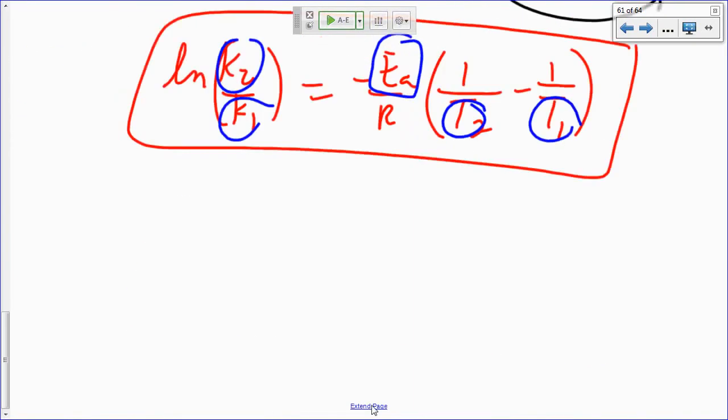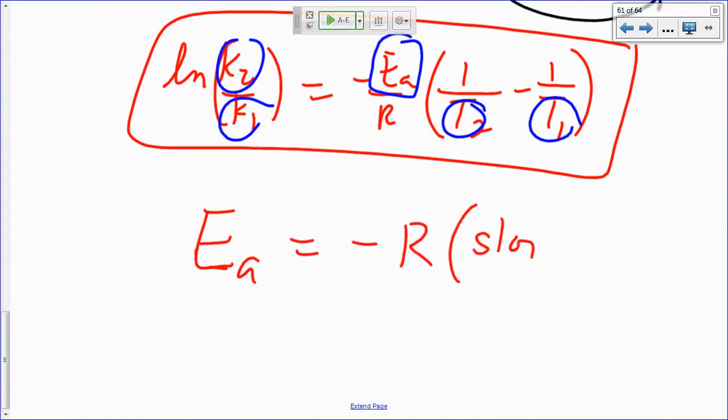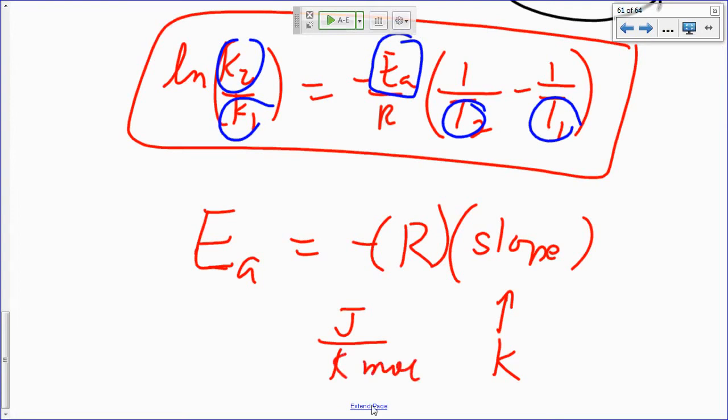So, like I said, E sub A, the energy of activation, is just going to be negative R times your slope. And this is in Kelvin. Okay? And your R is joules per Kelvin per mole. So if you multiply the two, your energy of activation would be in joules per mole. That would be the unit for your energy of activation.